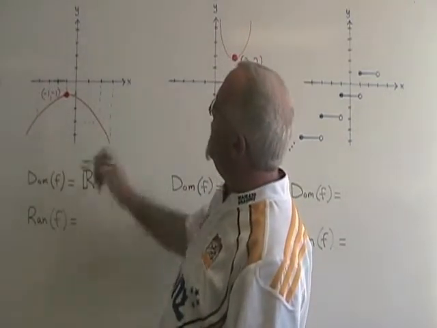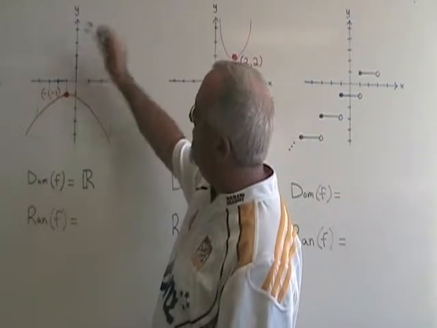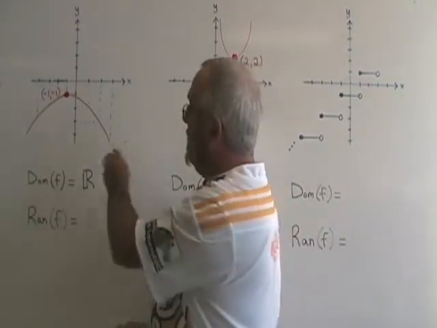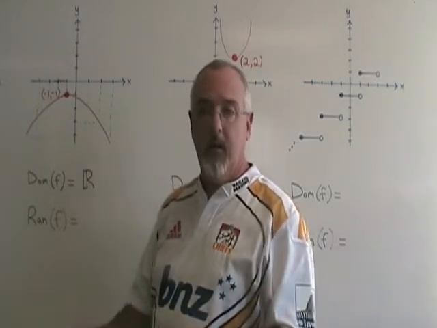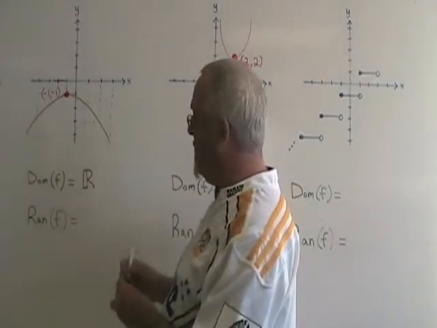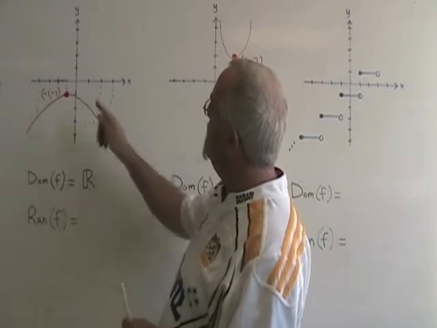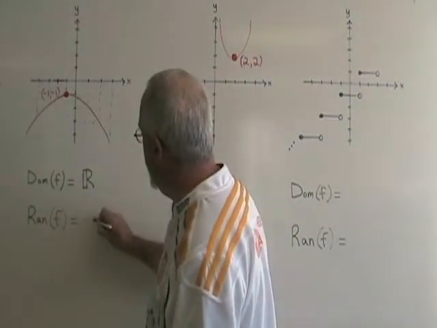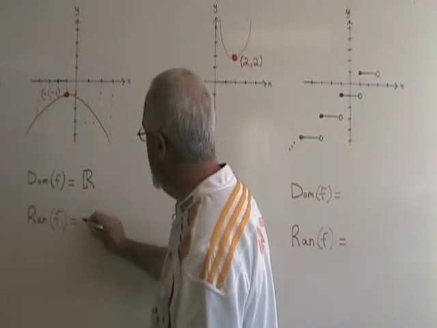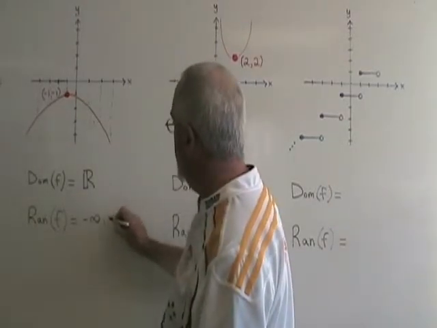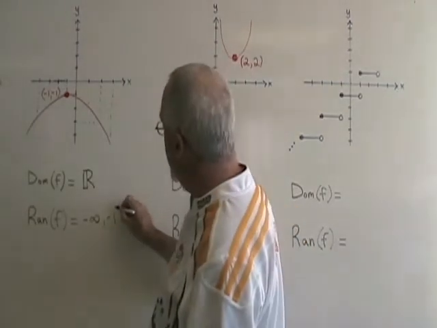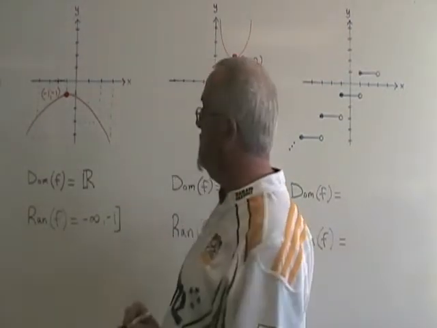But the values above y equals -1 will not be on the curve, and they will not belong to this function. So therefore, the range of this function is going to be from -infinity to -1. The vertex is included in the curve, so -1 will be included in the range.